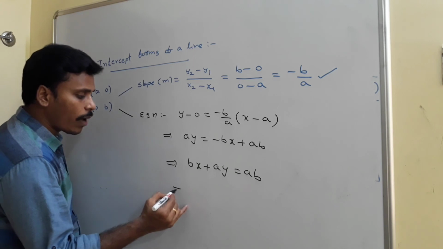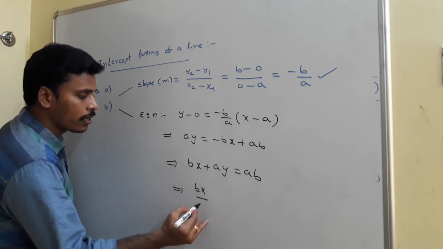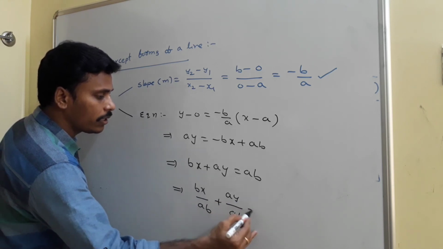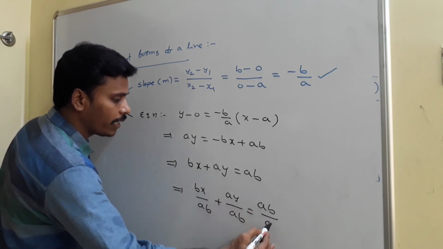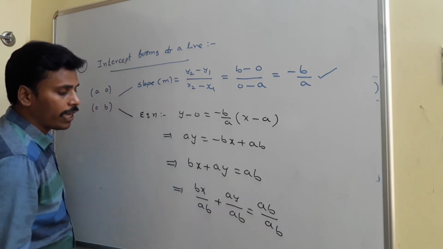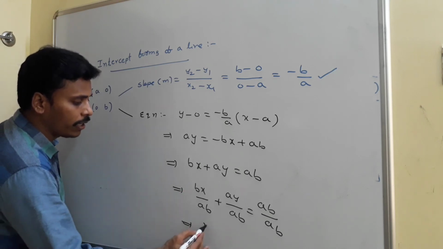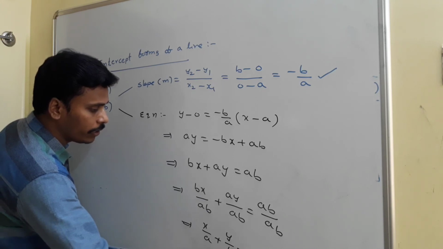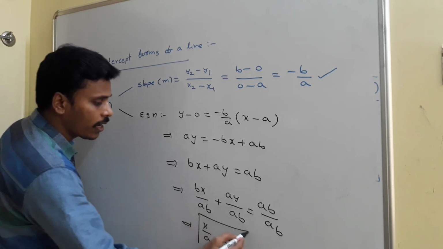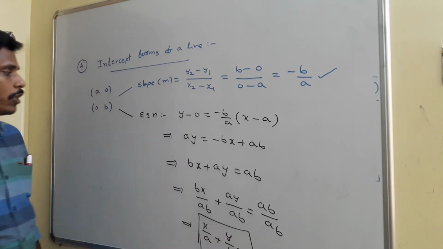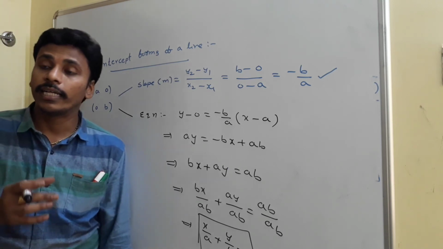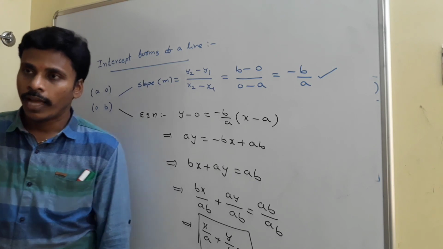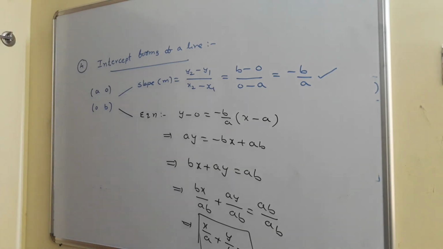Right? And now divide everything by ab. bx by ab plus ay by ab is equal to ab by ab. And bx by ab, if you cancel b and b, is x by a. If you cancel a and a, that is y by b. And ab by ab is equal to 1. And x by a plus y by b is equal to 1 is the intercept form of a line. Is it clear? So, have a look. Go for a screenshot.